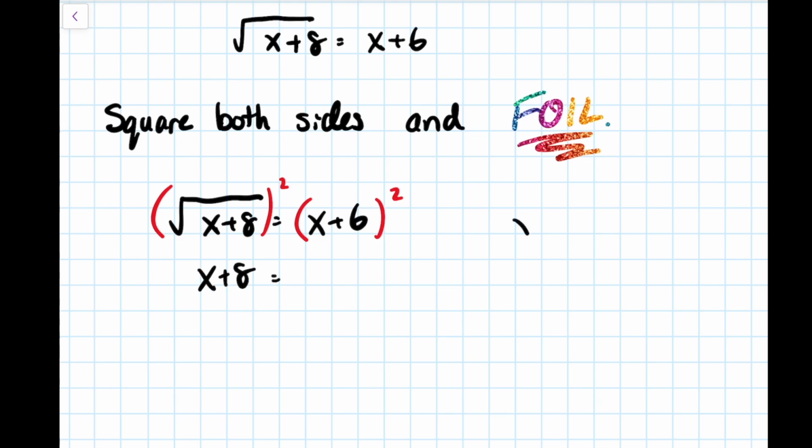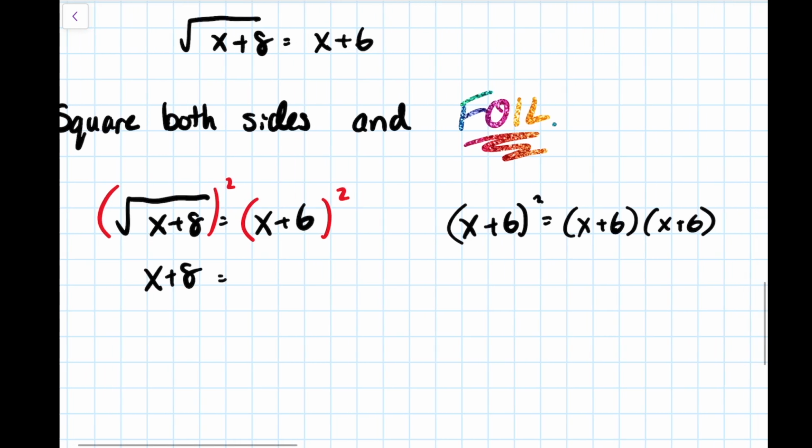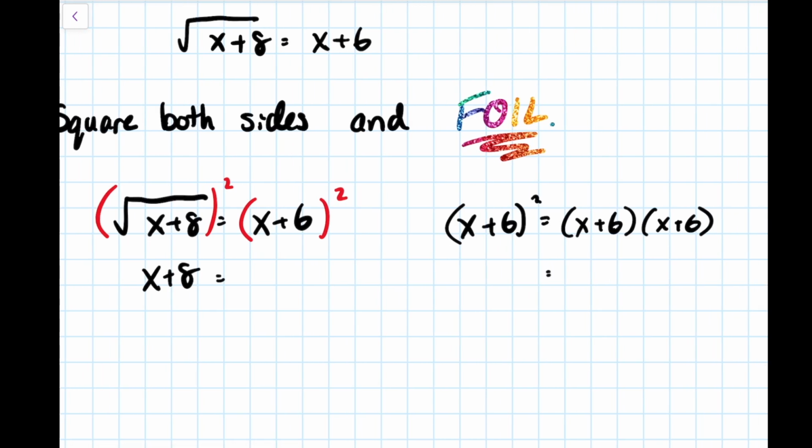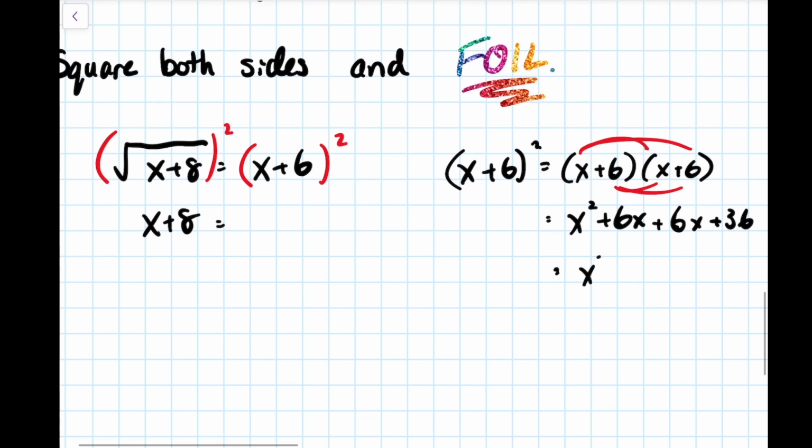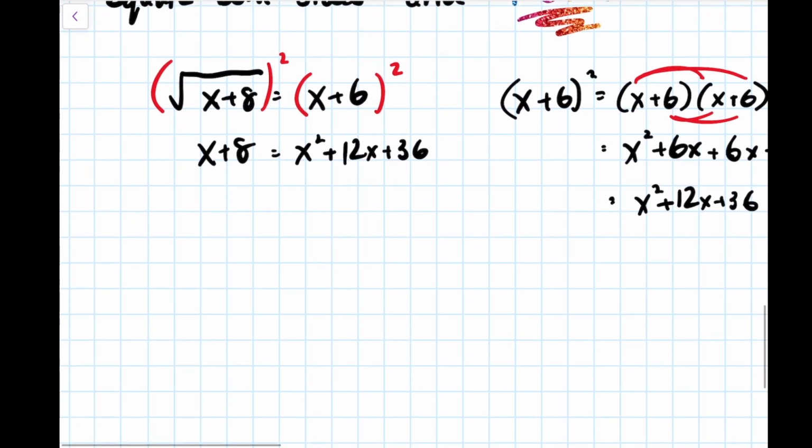But on the right, if we do x plus 6 squared, you've got to remember that's x plus 6 times x plus 6. It's not just x squared plus 6 squared. And so if you FOIL that carefully, you're going to get x squared plus 6x plus 6x plus 36. Or if you simplify a little bit, x squared plus 12x plus 36. So let's go ahead and put that back into our equation. And so it's great. We've gotten rid of our root. It's not a radical anymore.